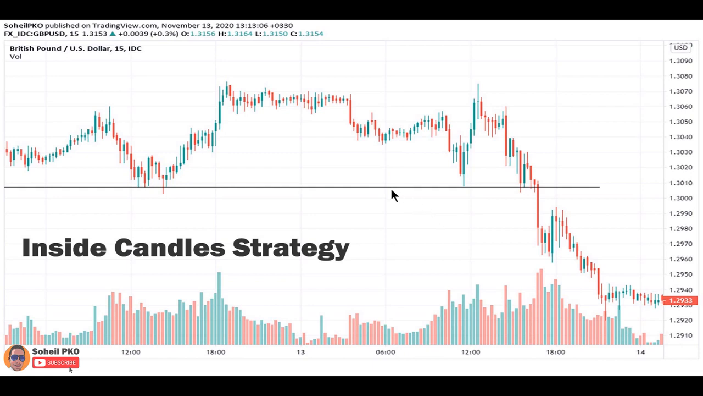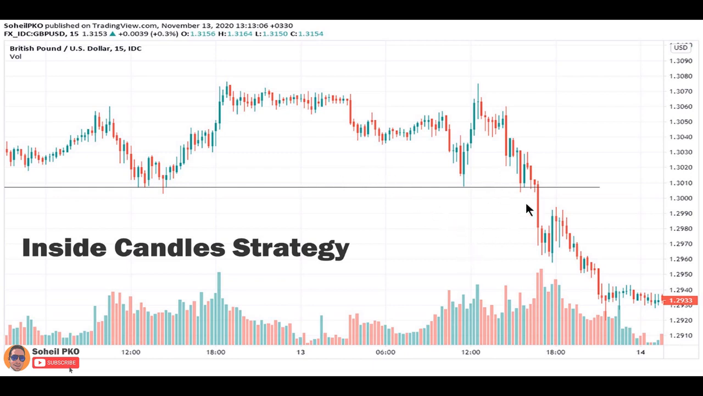The first strategy that I want to explain is called inside candles strategy. If you're familiar with candlestick charts in patterns like harami and 3 inside up or 3 inside down, we have a small or short candle which is totally included in the body of the previous candle, and with further confirmations they show the possibility of reversal.